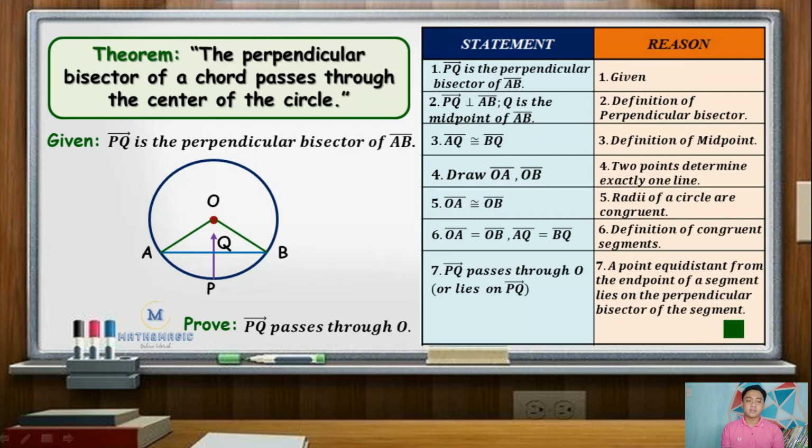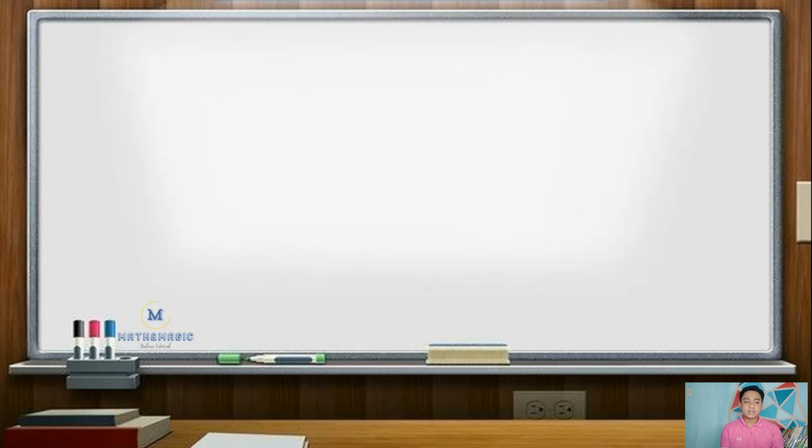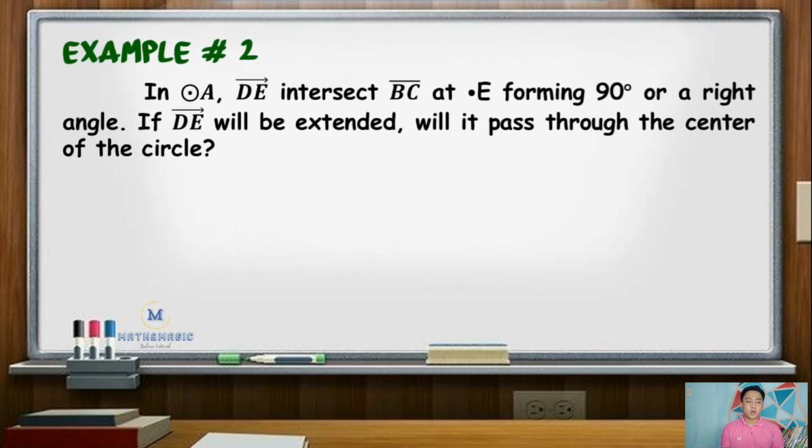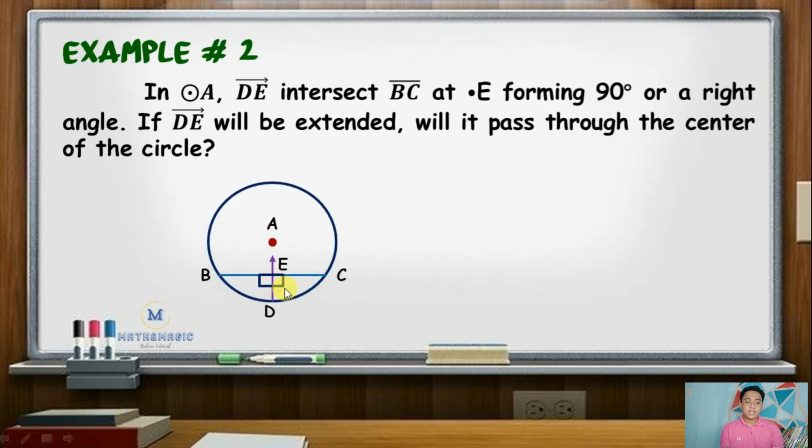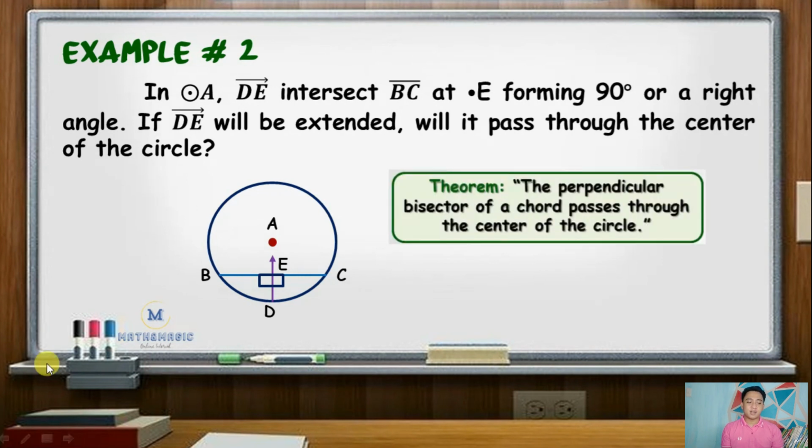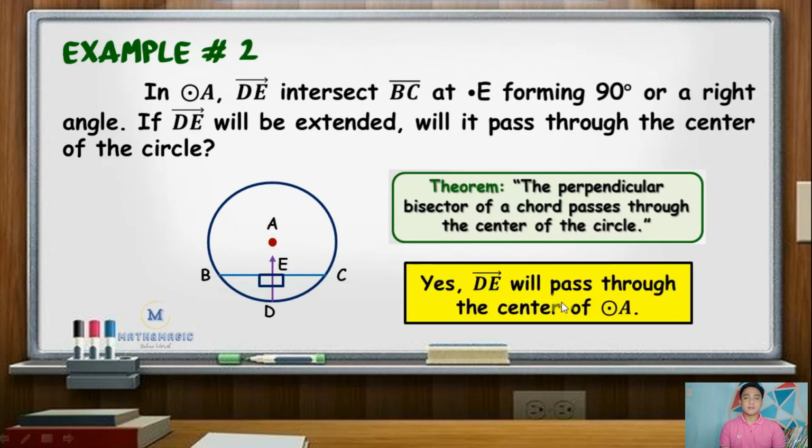As an application, in circle A, line DE intersects chord BC at point E, forming 90 degrees or a right angle. Question, if line DE will be extended, will it pass through the center of the circle? It is clear that based on the proof that we had, any line that bisects a chord will pass through the center of a circle. So the answer here is yes.